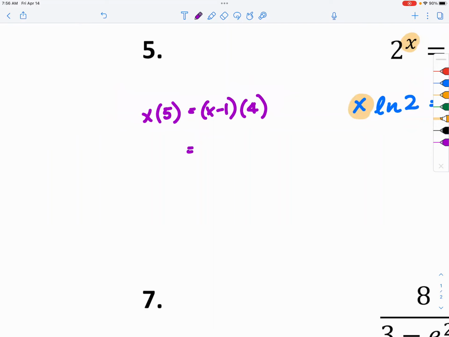You distribute, right? So you have 4x minus 4, and then you have 5x on the left, and then you just subtract 4x, right? So 5x minus 4x is equal to -4, right? Now, of course, 5x minus 4x is equal to x.